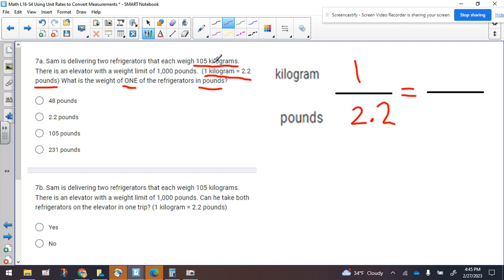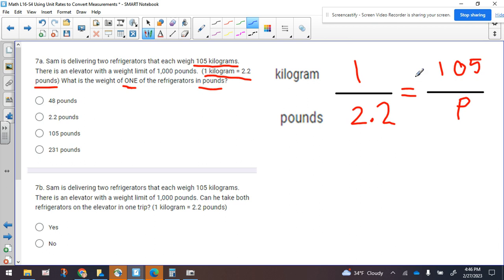So since it's talking about kilograms, we're going to write the 105 as the numerator, because the numerator is talking about kilograms, and we're trying to figure out how many pounds, right? We want to know how many pounds. So how would we figure out the solution for P?